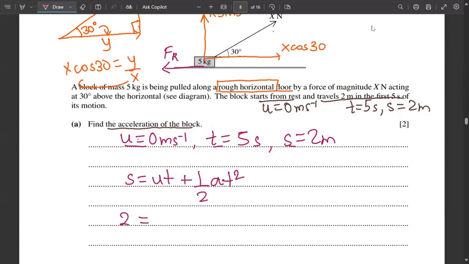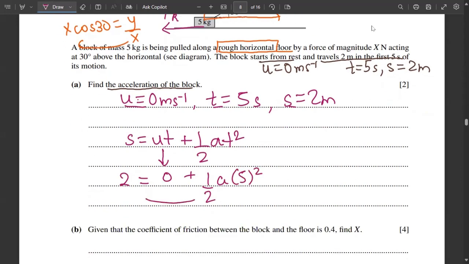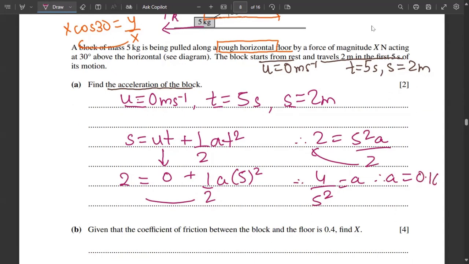S is 2 meters, initial velocity is 0, so this entire thing becomes 0, plus half acceleration, which we have to find out, and time is 5. Therefore, 2 is equal to 5 square A upon 2. This 2 will go there. Therefore, 4 upon 5 square is equal to A. Therefore, A is equal to 4 upon 25. If I put that in my calculator, 4 upon 25 will be 0.16 meter per second square. So the first answer, the acceleration of the block, is 0.16 meter per second square.